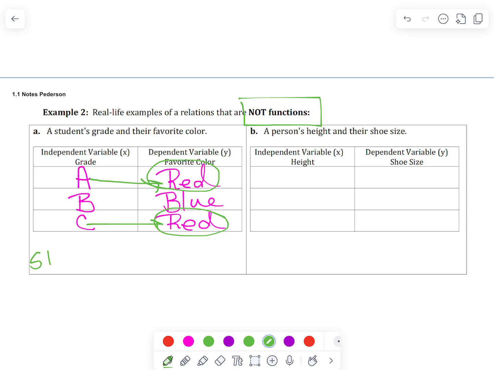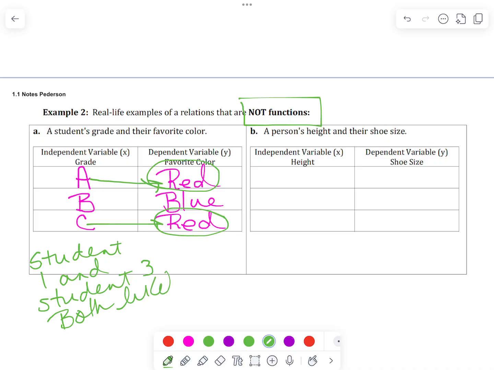So student 1 and student 3 both like red. And that's what's going to cause this not to be a function.